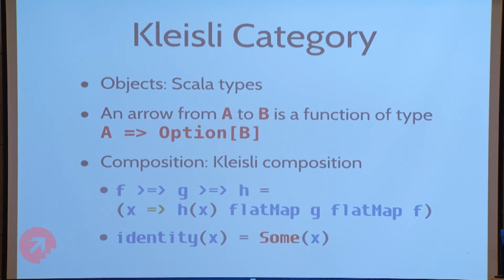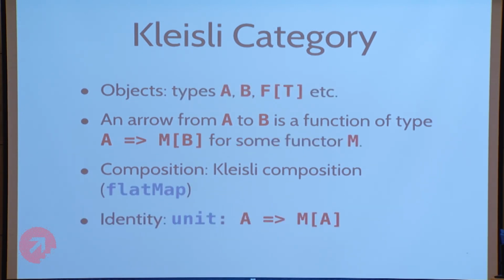So the composition is not F compose G compose H. It's lambda of X, H of X flat map G flat map F, like this. And so it's associative, and it has an identity. And in the option case, the identity is Some. Cool. And so whenever we have this kind of thing, we have a monad. So in general, in a Kleisli category, objects are types like this. And then an arrow from A to B is a function of type A to M of B for some functor M, which happens to be a monad because it has this property. And then Kleisli composition is the composition, which is flat map, and the identity is the unit for the monad.